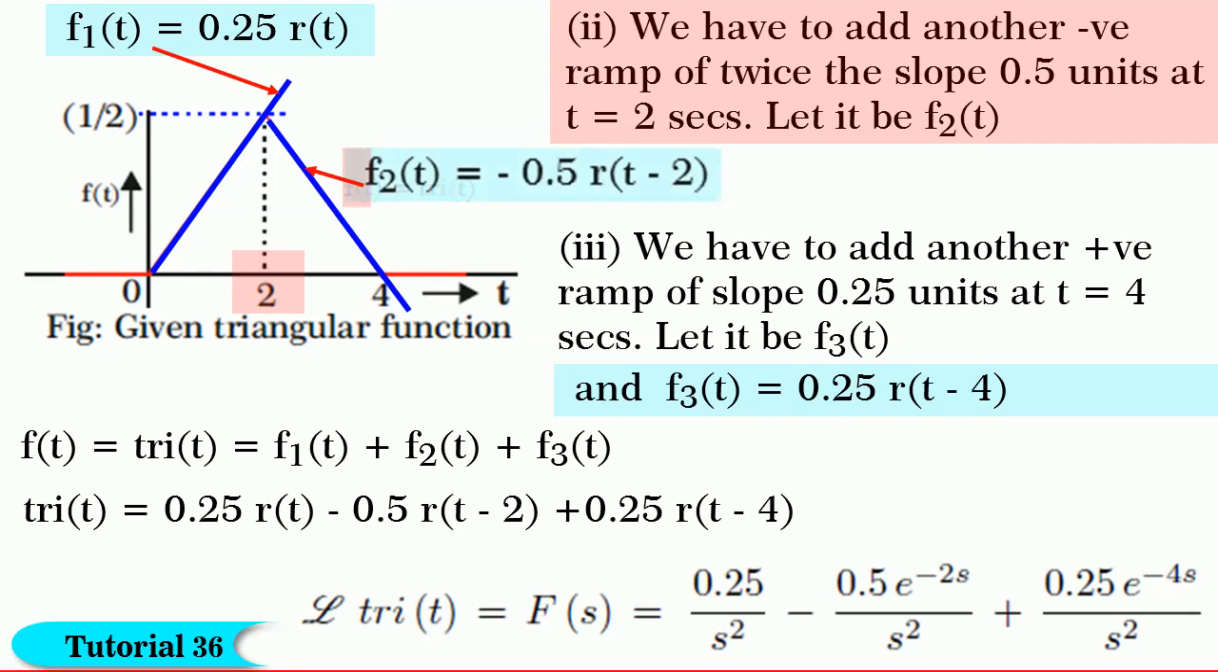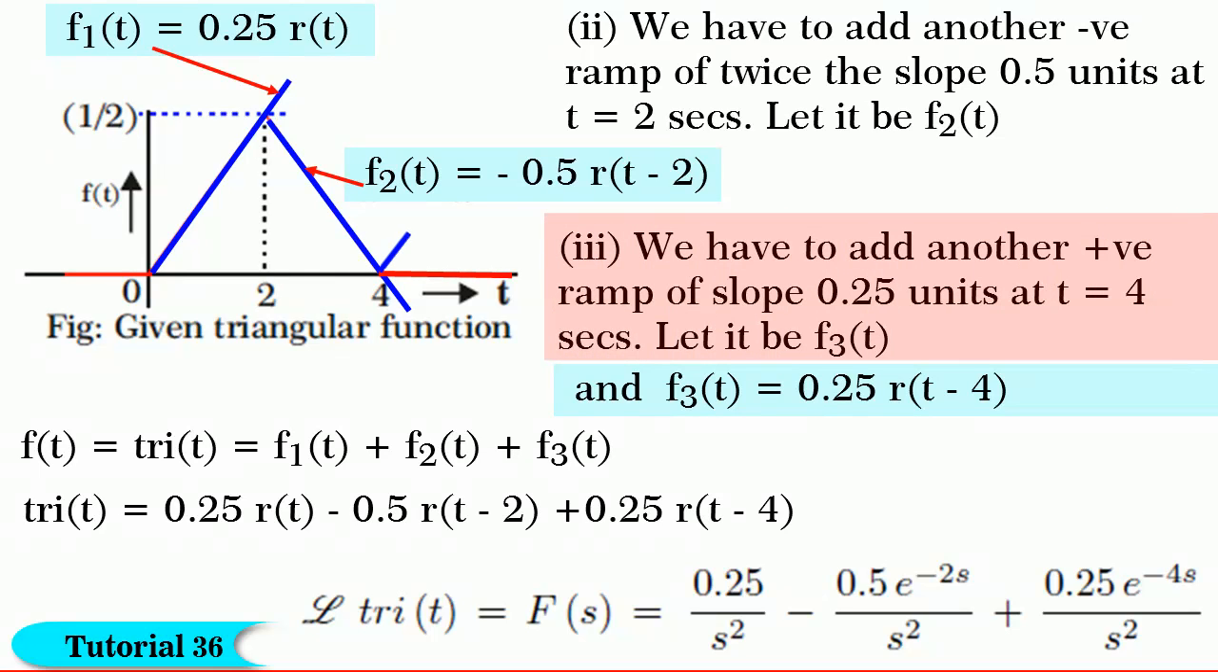Note that. Let this function be f2(t), and f2(t) = -0.5 r(t-2). If we add this function f2(t), the function traces down below, crossing the time axis at t = 4 seconds. Note that. So, to bring the trace along the time axis, we have to add a positive ramp of slope 0.25 units at t = 4 seconds. Let this function be f3(t), and f3(t) = 0.25 r(t-4).